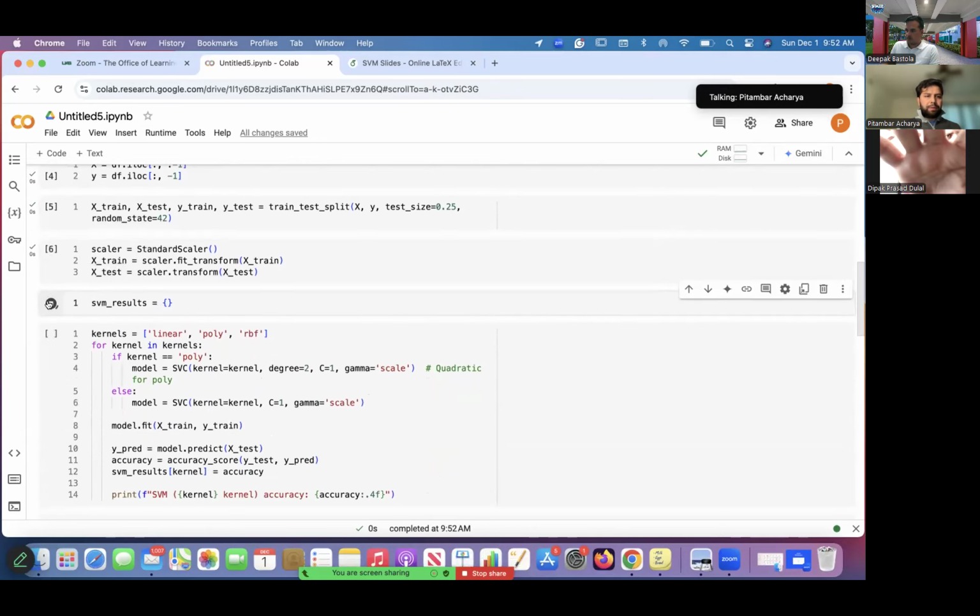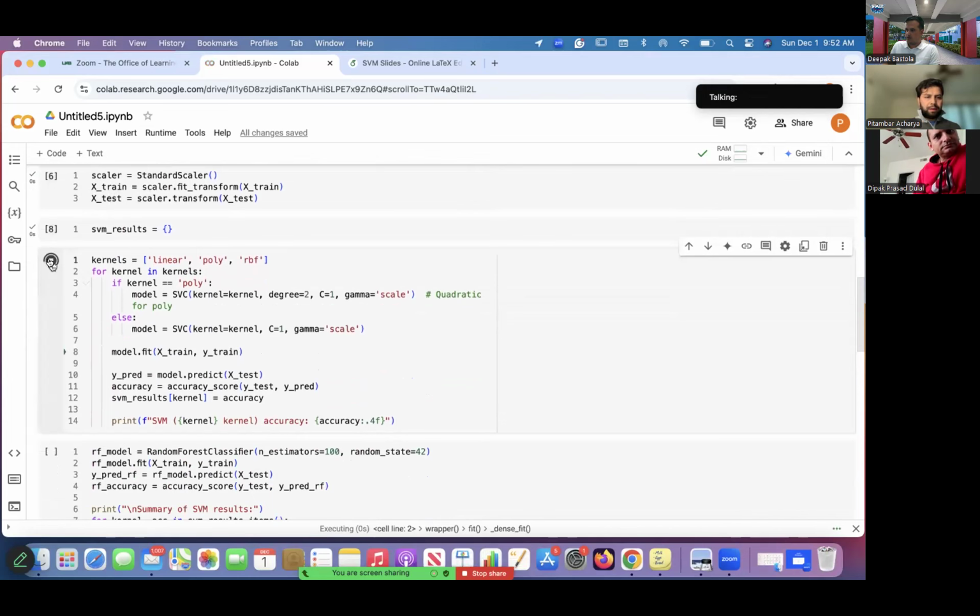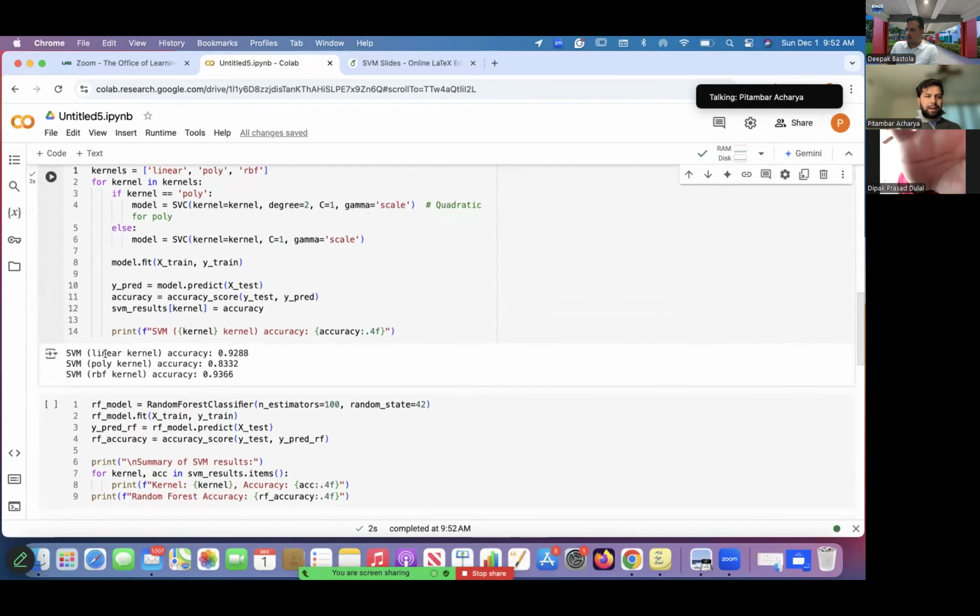So the SVM results will be, we can see that the linear kernel accuracy is 0.9288. The polynomial kernel accuracy is 0.83. And in the case of the RBF kernel, the Gaussian kernel, the accuracy is 0.9366. So this is the most popular because we can get the greater accuracy.